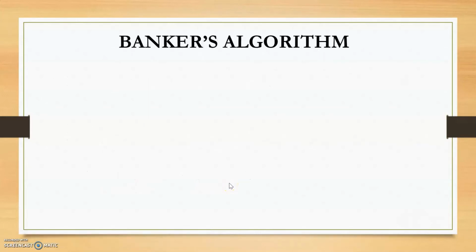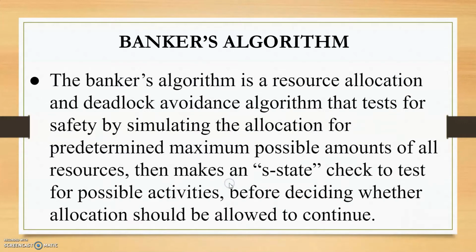Next, Banker's algorithm. The Banker's algorithm is a resource allocation and deadlock avoidance algorithm that tests for safety by simulating the allocation for predetermined maximum possible amounts of all resources. Then it makes an "s-state" check to test for possible activities before deciding whether allocation should be allowed to continue.